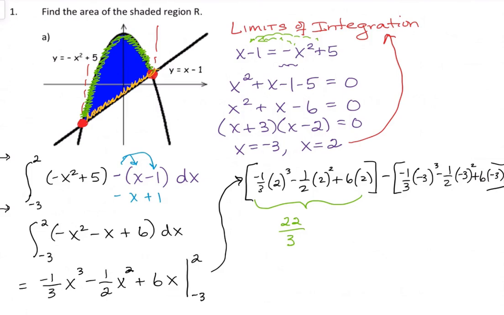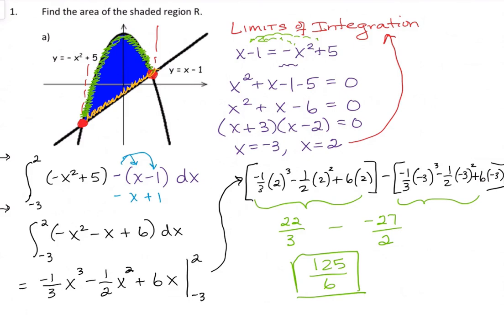22/3. I would recommend using fractions and not decimals because we want an exact value for this, and 22/3 doesn't have an exact decimal value. So just leave your answer as fractions. And then we've got minus, and in this set of brackets, I'm going to end up with -27/2. So minus minus becomes plus. So when I add those two fractions together, I get my overall area between those two curves as 125 divided by 6, or 125/6. It's hard to say.